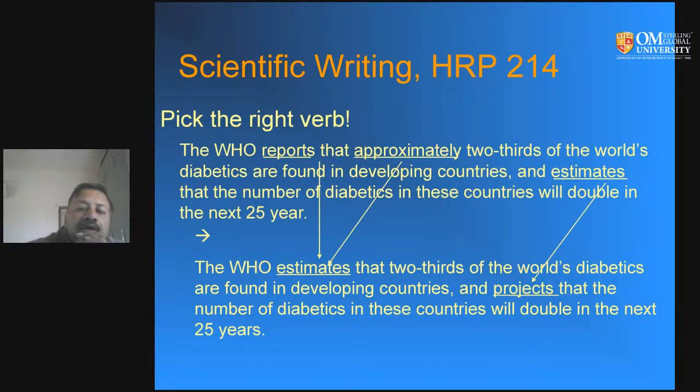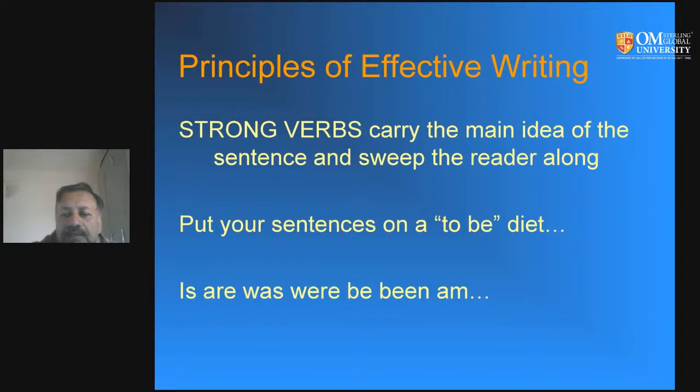So instead of saying "reports that approximately," we are simply saying "WHO estimates." Estimates is, you can say, an action verb. The WHO estimates that two-thirds of the world's diabetics are found in developing countries, and instead of saying "estimates the number of diabetics," we say it projects that the number of diabetics in these countries will double in the next 25 years. So we are replacing dull words with action verbs. Here, instead of saying estimates, we are saying projects. Strong verbs carry the main idea of the sentence and sweep the reader along.